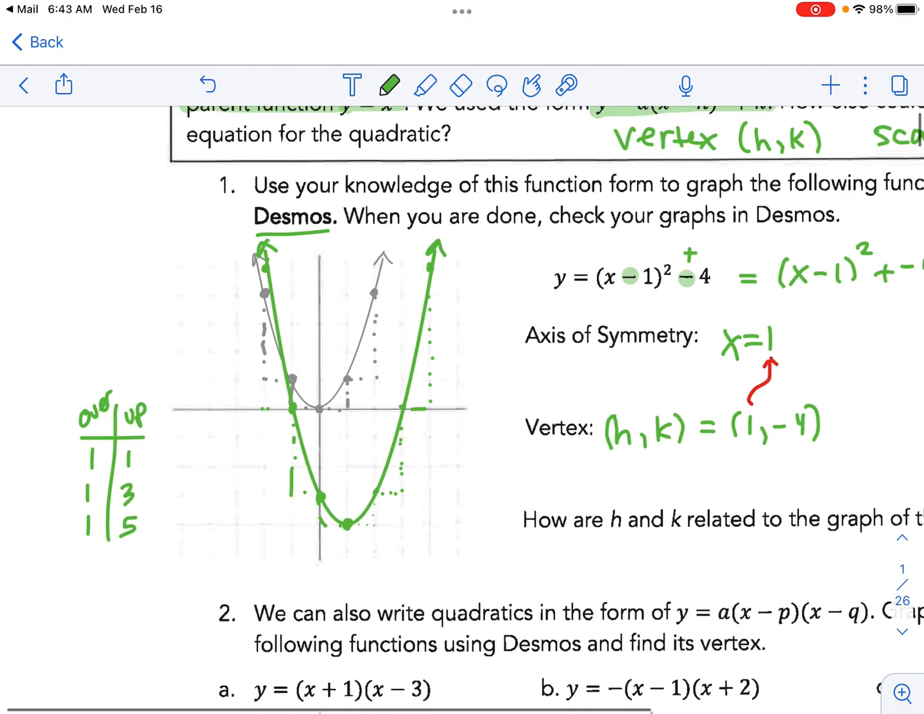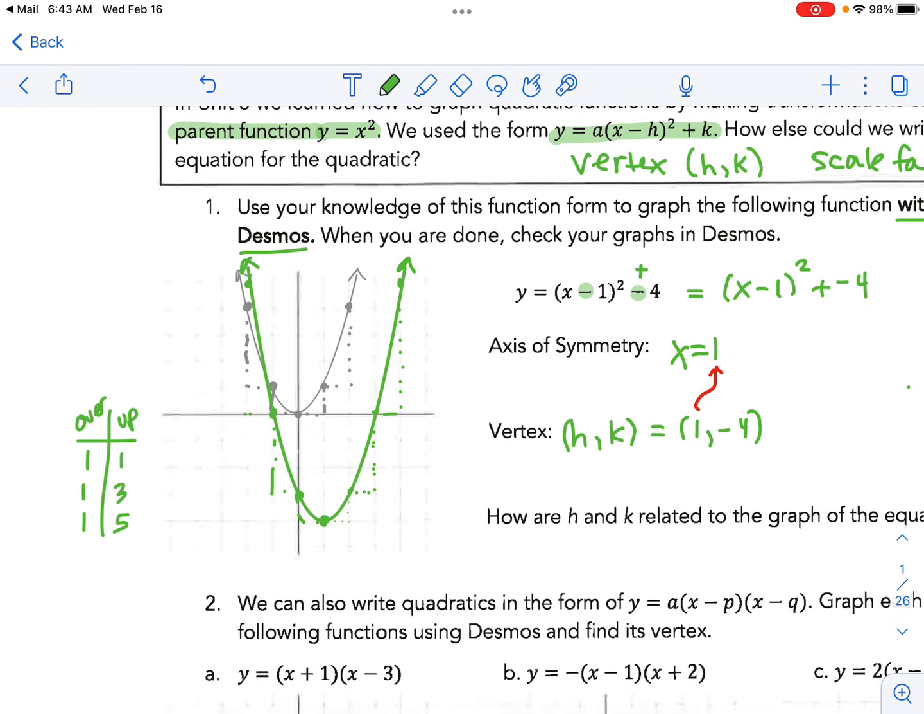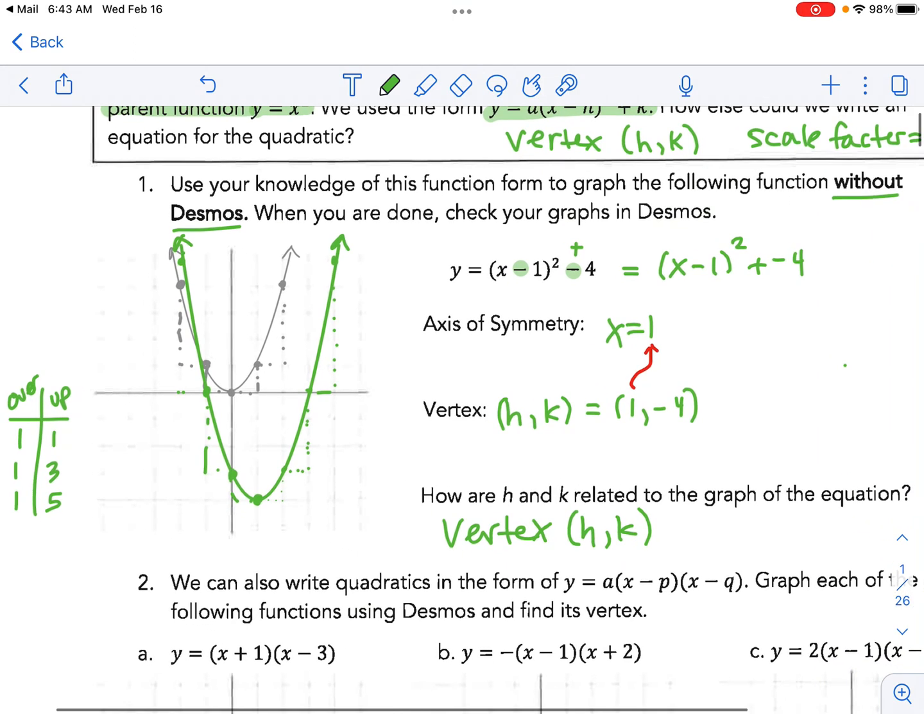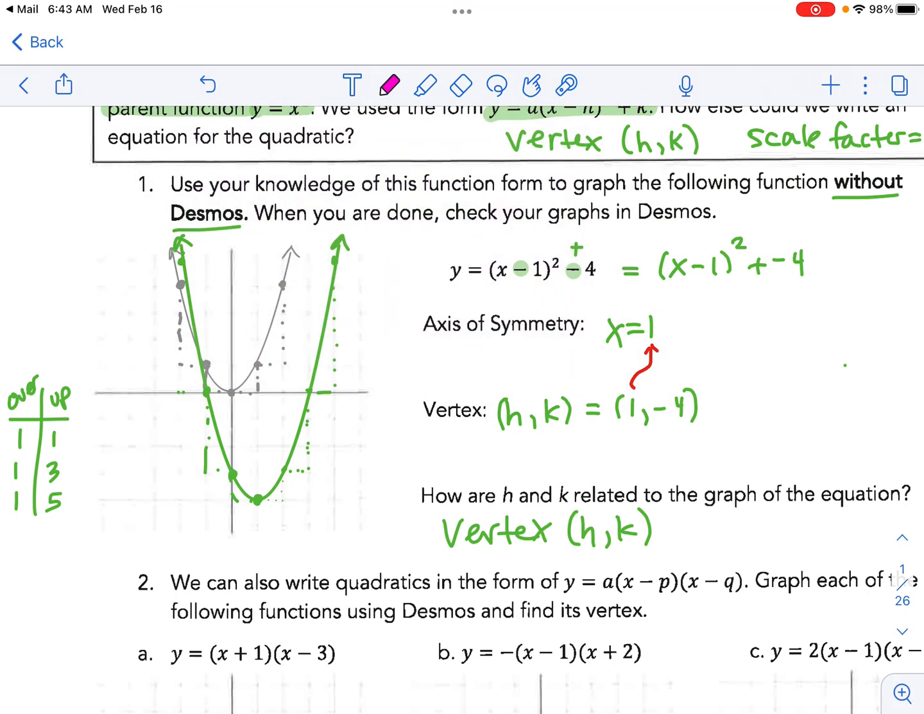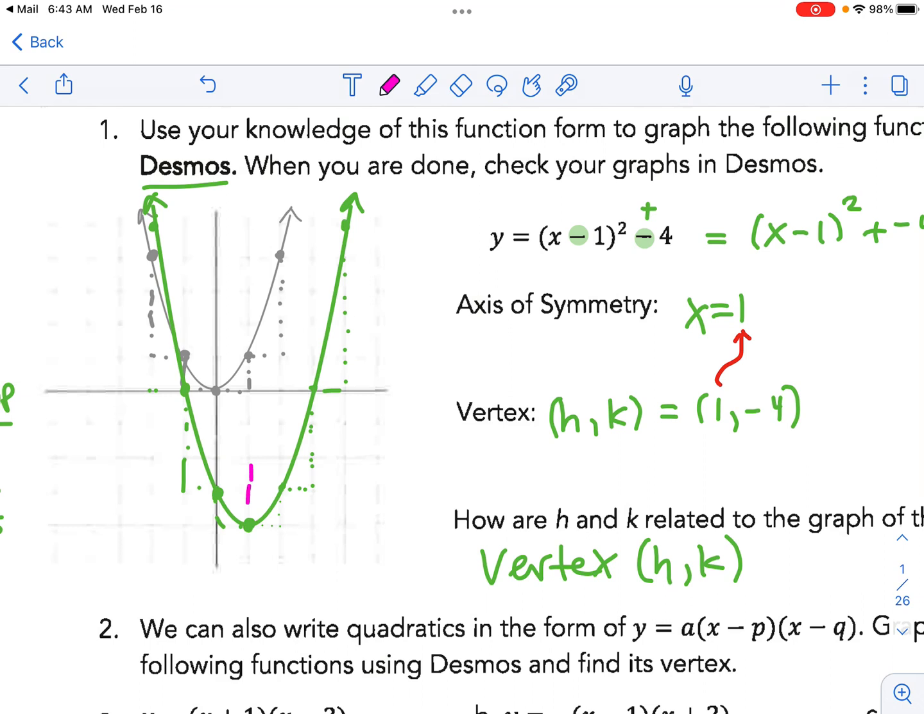So how are h and k related to the graph? The h and the k form the vertex, h comma k, just like we wrote above. And the line of symmetry then is right down x equals 1. So here's our line of symmetry.